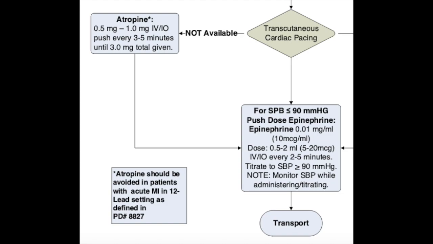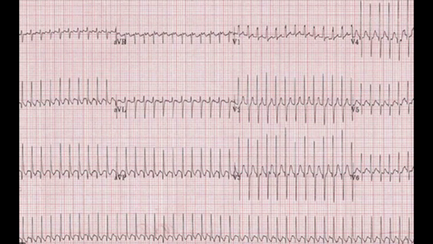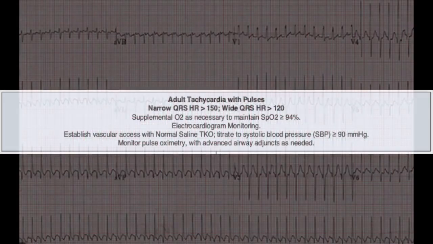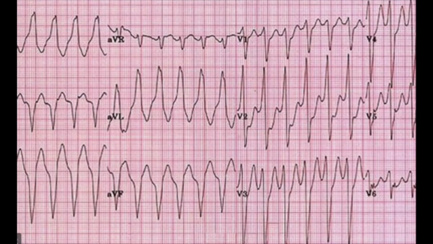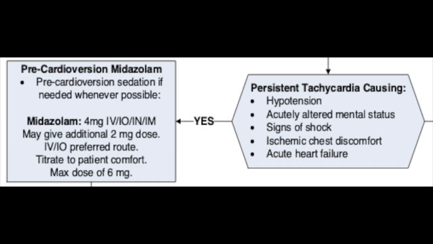Okay, that covers bradycardia. Let's move to tachycardia. Okay, everybody, moving to the tachycardia algorithm. This is going to be for narrow QRS complexes with a heart rate greater than 150 or wide QRS complexes with a heart rate greater than 120. So again, let's start with the basics.